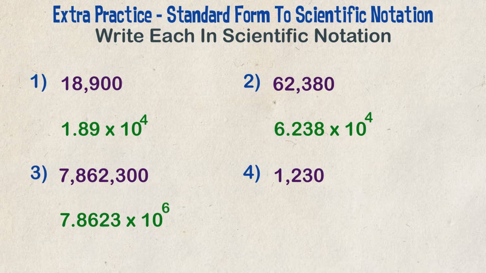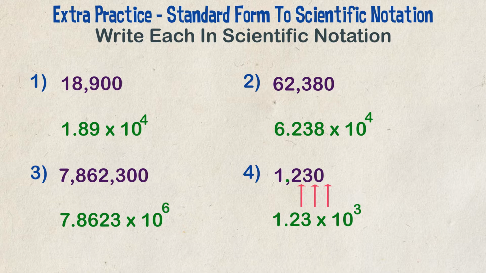Example 4. Convert 1,230 to scientific notation. 1.23 times 10 to what power is needed? Well, we need to move the decimal to the right 3 times to get our decimal in the right place. So 1.23 times 10 cubed is the answer.